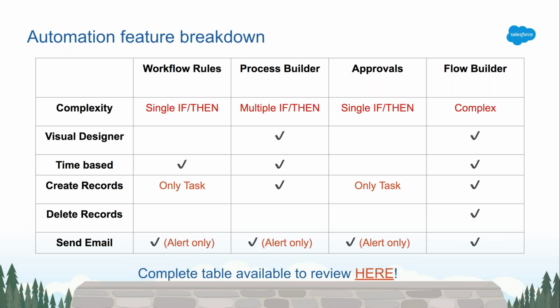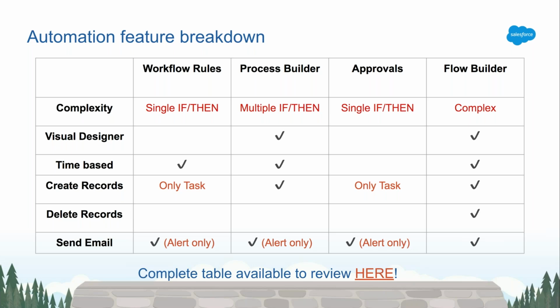Visual Designer means that the UI, when you build the rules, looks a little bit different. It's mostly drag and drop, and that is supported in Process Builder and Flow Builder. If it's not drag and drop, then it's a different visual designer where you can very clearly see how you're stacking the actions on top of each other. Workflow rules are much simpler in terms of setup.